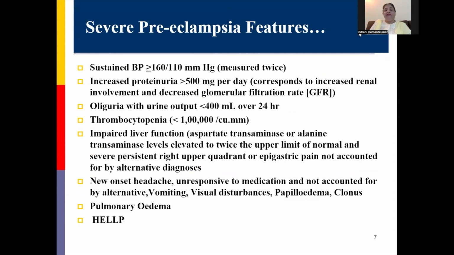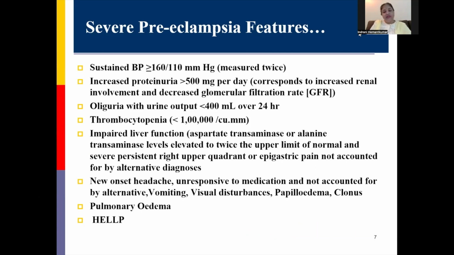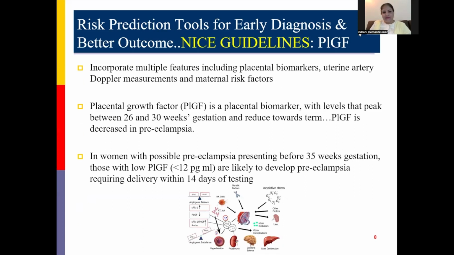So with all this, when will you call it severe preeclampsia? When the blood pressure is 160 by 110 or above, measured twice; proteinuria more than 500 milligram per day; oliguria with urine output less than 400 ml over 24 hours; thrombocytopenia less than 1 lakh per cubic millimeter; when the liver enzymes are double the normal, or the patient is having epigastric pain for which no other reasons are accounted for; new onset of headache, unresponsiveness to medication, vomiting, visual disturbances, papilledema, clonus, as I said, pulmonary edema, or presence of HELLP syndrome. All this will amount to severe preeclampsia.